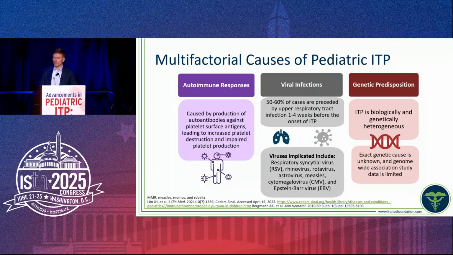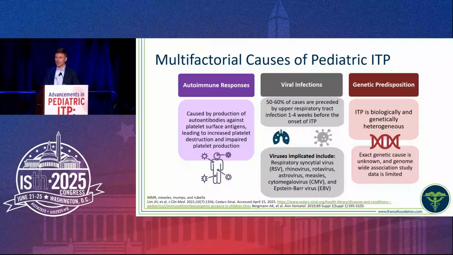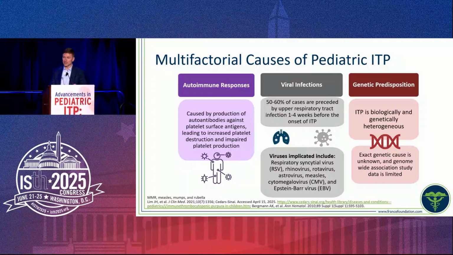We are learning more every day about the causes of pediatric ITP and ITP in general. There's a mix of an autoimmune trigger, potentially with viral infections. It's been shown with other non-viral triggers, COVID vaccine, COVID itself. And then there's also a likelihood of a genetic predisposition. What we don't understand is why some people get ITP and why some people don't.